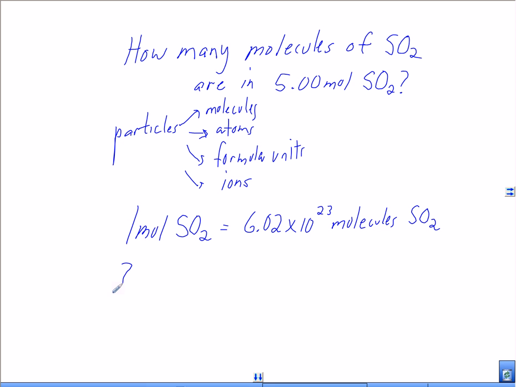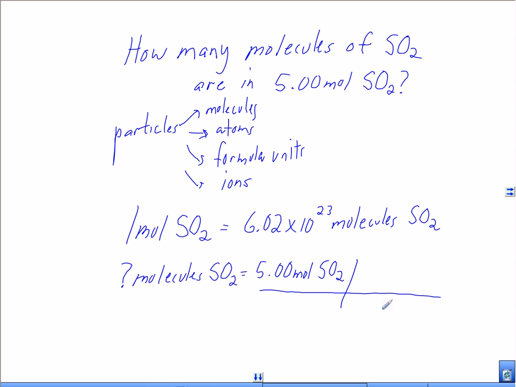Pretty straightforward here. So how many molecules of SO2 are in 5 moles of SO2? Set up our little bracket conversion. Moles of SO2. And what am I trying to find? Well, I'm trying to find molecules. Do not get the two terms mixed up. A mole and a molecule are not the same thing.